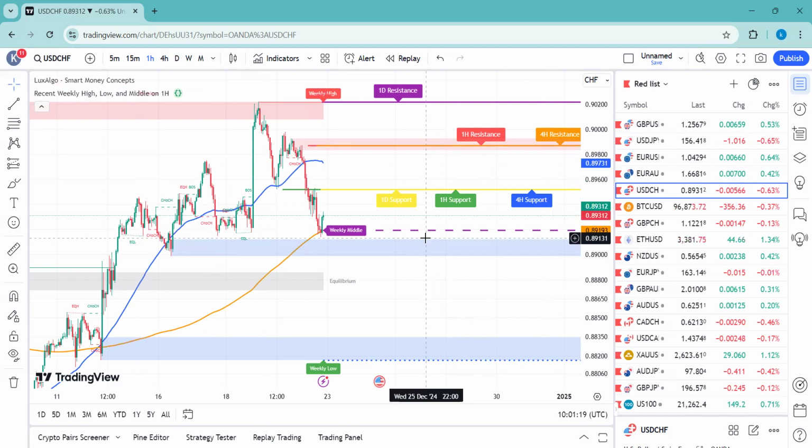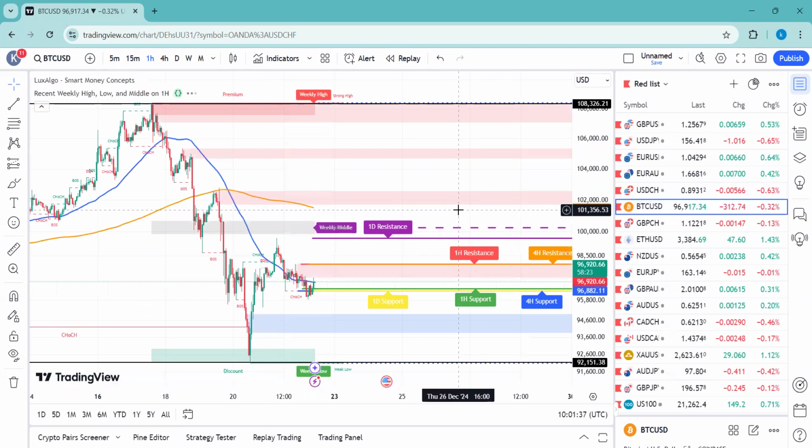Now, in some of my videos, I was saying something about the equilibrium level or the weekly middle. It is not guaranteed for price to test these levels. Anything is possible for price to reverse. That's why we need support and resistance zones in our trading. So let's go to the BTC.